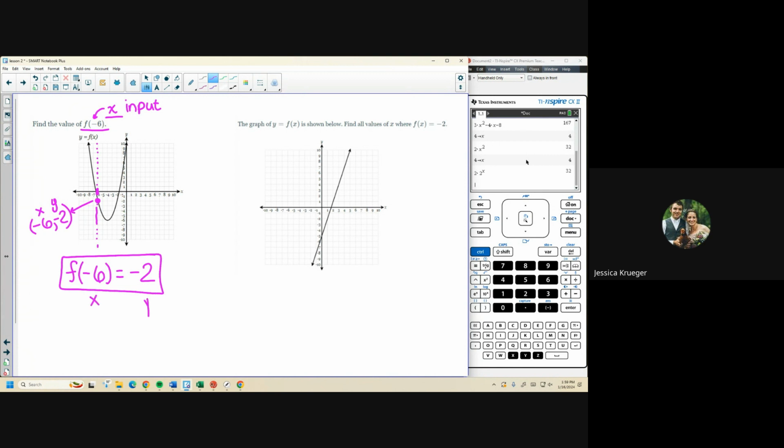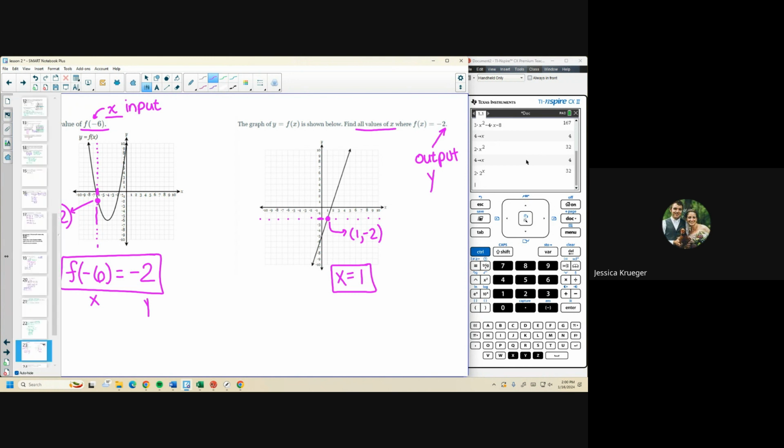The difference is here it says find all values of x where f of x equals -2. So now I'm told my output or my y value is -2. So here's where y is -2, and I'm going to look side to side to see where the point on the graph is. This point is 1, -2. So when is f of x equal to -2? It's equal to -2 when x equals 1.